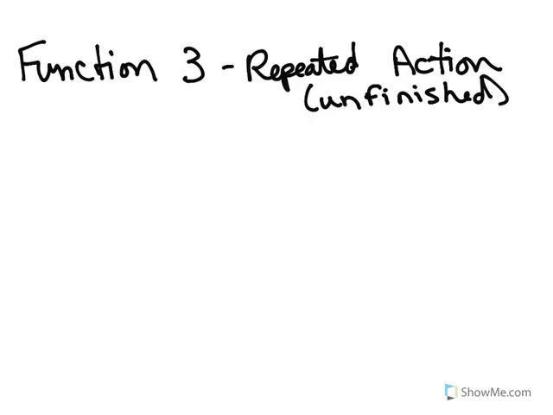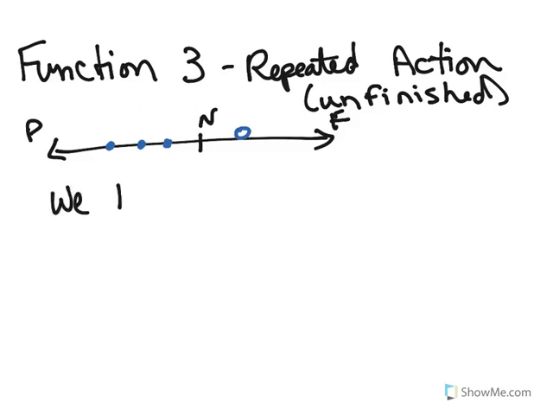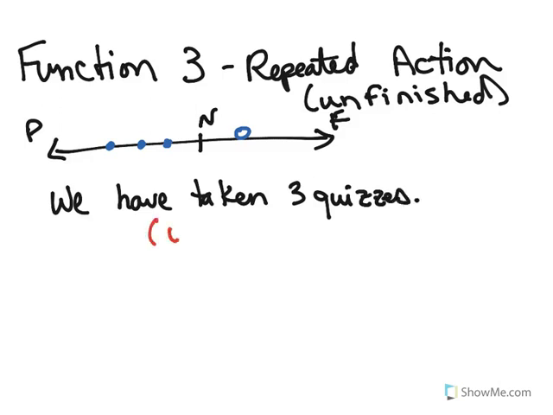Okay. The next function that I want to talk about with present perfect is to talk about a repeated action in the past that's unfinished. Let's say that you have an action that happened once, twice, three times, and then it's going to happen at least once more in the future. That's what we call an unfinished repeated action. So I might say something like, we have taken 3 quizzes. Now the idea here is that we will take one more.